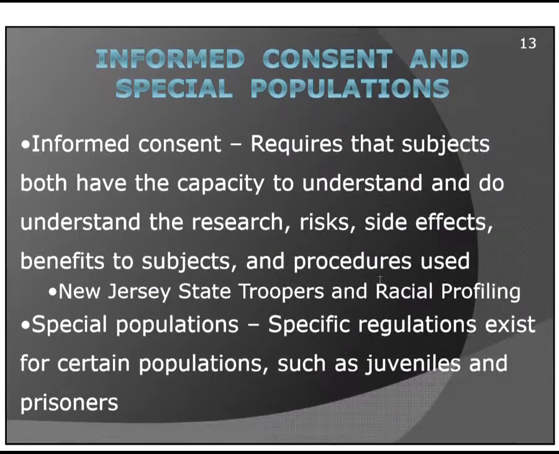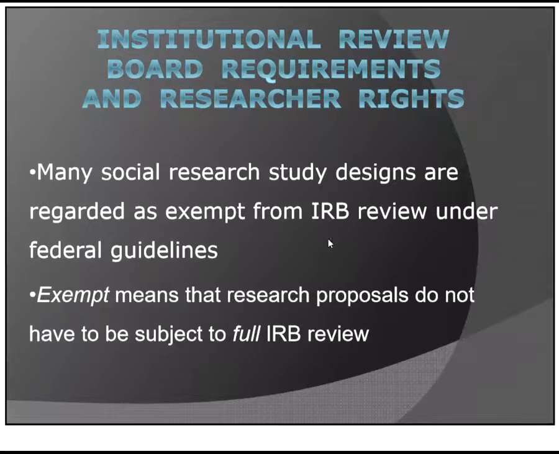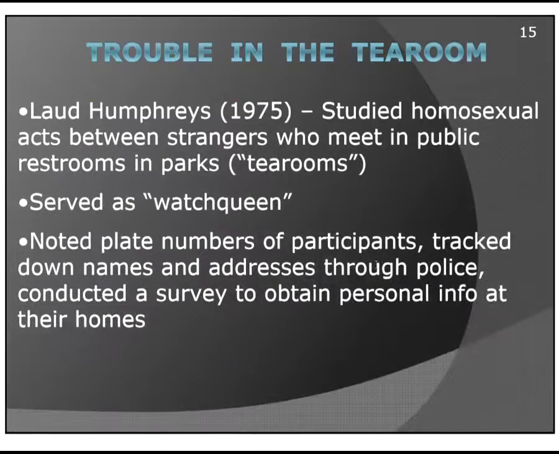Informed consent in special populations. If you're dealing with juveniles and things like that, those are special populations, so you want to make sure that you get consent from their parents to interview them and for them to participate. Research rights: many social research designs are regarded as exempt. So I use secondary data a lot, which is data that's been collected by somebody else, and I can just download it and analyze it. And so then I'm considered exempt because I'm not having any human subjects interaction. So that means you don't have to go to the full IRB review. There are some other examples of different things that people have done.